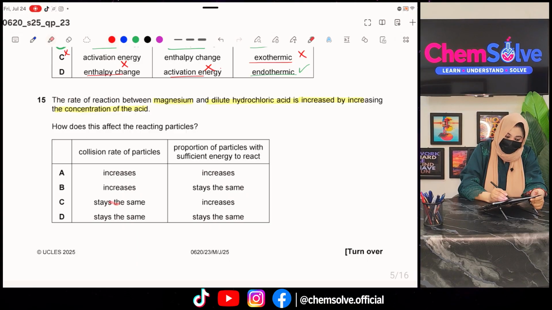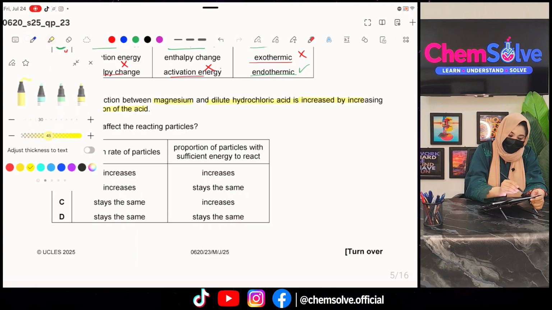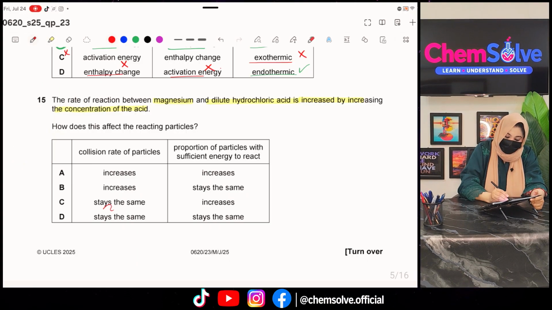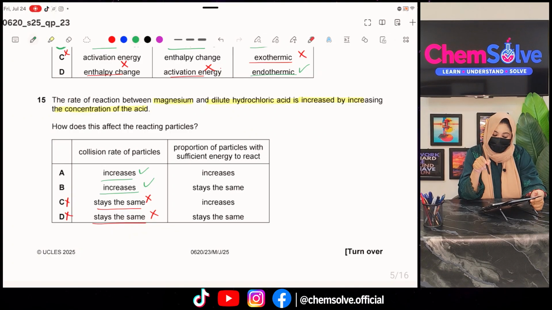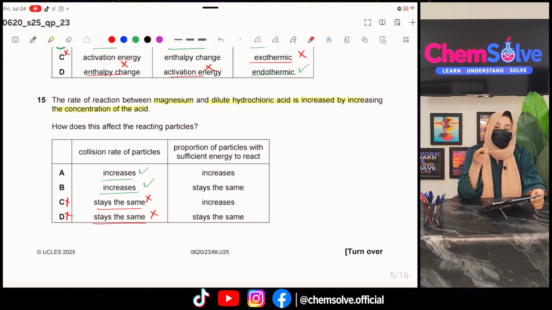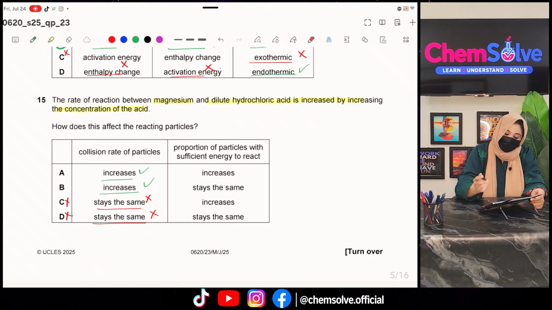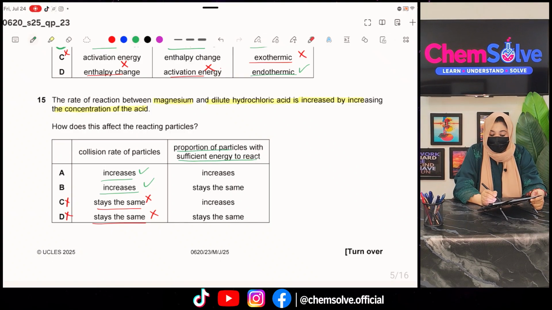So that's why the option which says it stays the same is not our option. We have to choose the option which says that the collision frequency increases. Okay, makes sense. When particles come closer to each other, they are more concentrated, so obviously there are more chances of collision. Okay, what about the proportion of the particles with sufficient energy to react?